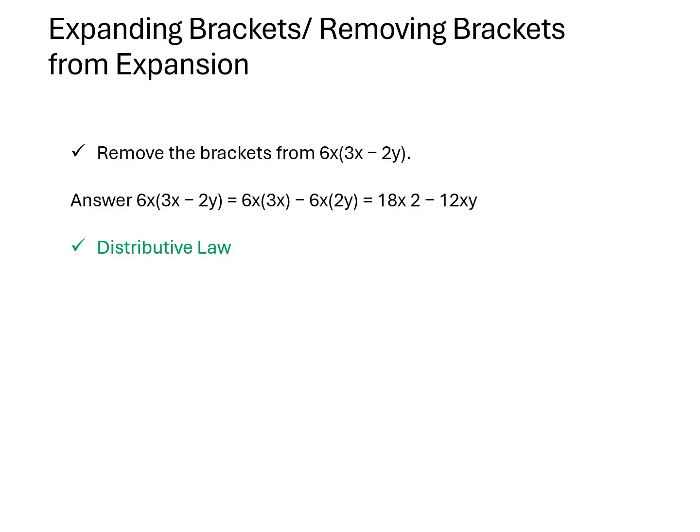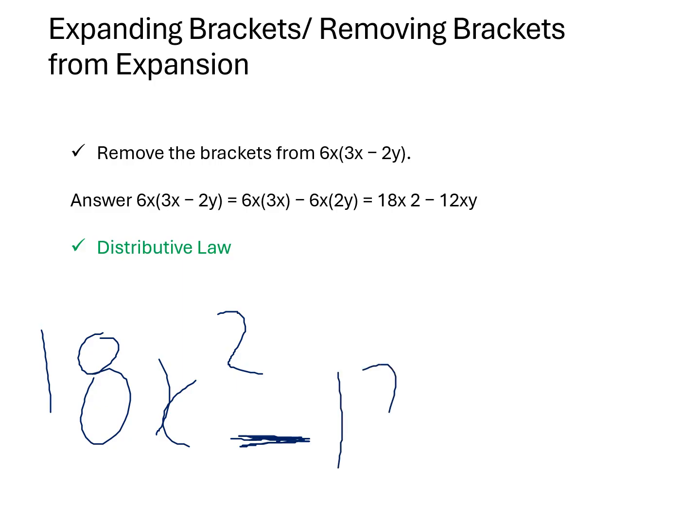So let's do this now. 6x is going to multiply each number in the bracket. So 6x times 3x is 18x squared. Subtract, because it became a subtraction, because it's negative times a positive. The signs are not the same, so it's got to be negative. So it's negative 12xy. See? Multiply each number in the bracket by 6x. These are unlike terms, so that's the furthest it can go.